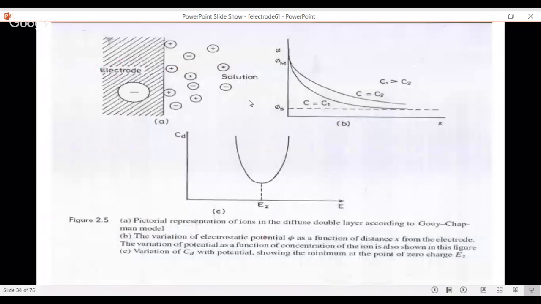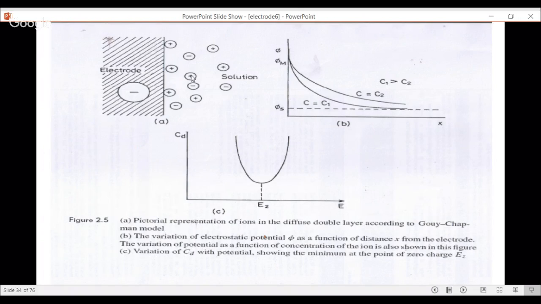So therefore, if we have to take these two parameters, this is called the diffuse double layer. You can see that the double layer is the first layer where the ions are present. In the second layer, there are some diffuse ions. The negative ion is also interacting with the positive ion. So therefore, the capacitance will be varying like this with respect to the distance from the electrode.